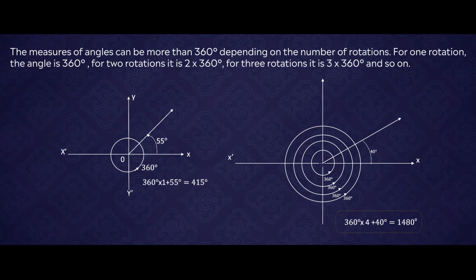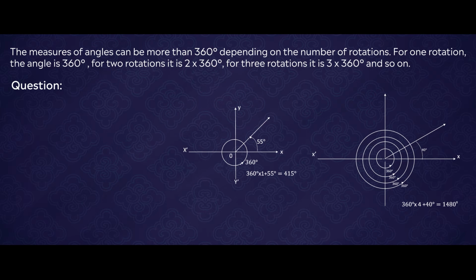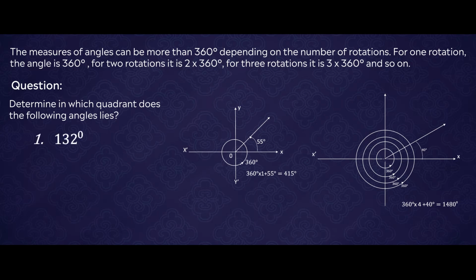Now, with this, you can find out in which quadrant the following angles lie. We have 132 degree, 615 degree, and in the form of radian, it is 5 pi divided by 2.